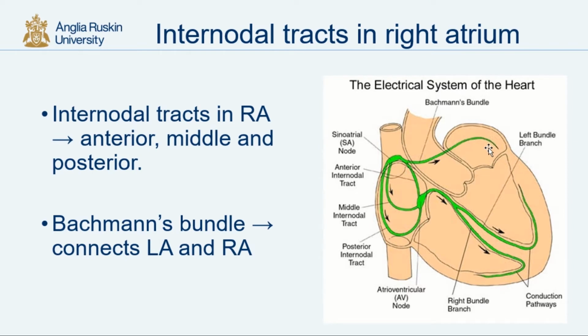This bundle is called Bachmann's bundle, and the conduction of electrical impulses from the right atrium to the left atrium occurs through this tract. During sinus rhythm, the electrical impulses originate inside the right atrium and move to the left atrium predominantly across Bachmann's bundle, thus enabling almost simultaneous depolarization of both the right as well as the left atria, thus maintaining synchrony. The right coronary artery, which supplies the SA node, also supplies Bachmann's bundle branching off from the SA node going into the left atrium.